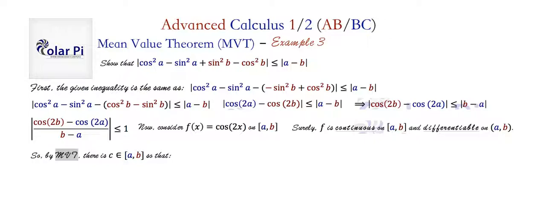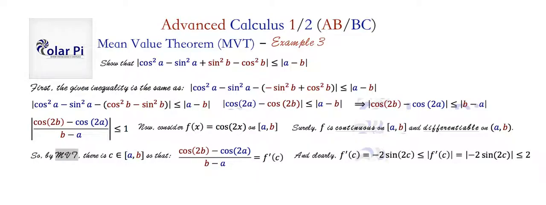what? By the mean value theorem, there must be a c in ab, so that what? So that f of b minus f of a divided by b minus a is equal to f prime c. All right, but what is f prime? F prime is negative sine 2x times 2, and so it's negative 2 sine 2x. So f prime c is going to be negative 2 sine 2c. And notice that negative 2 sine 2c is lesser or equal to the absolute value of negative 2 sine 2c. That is, this here is lesser or equal to the absolute value of f prime of c, right?